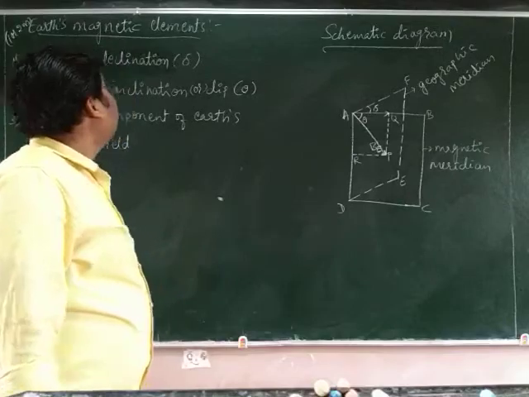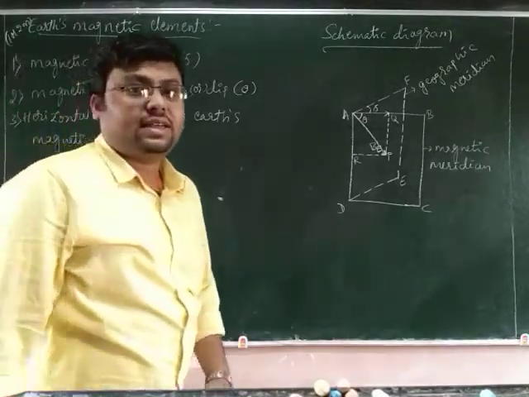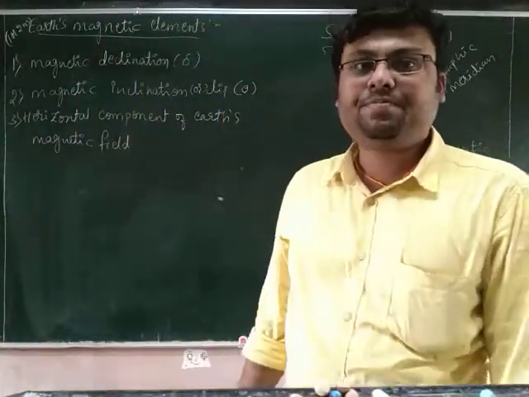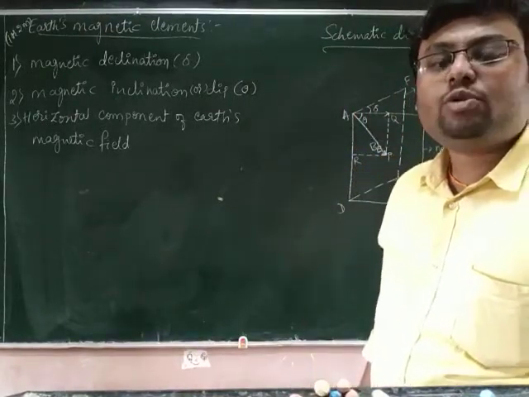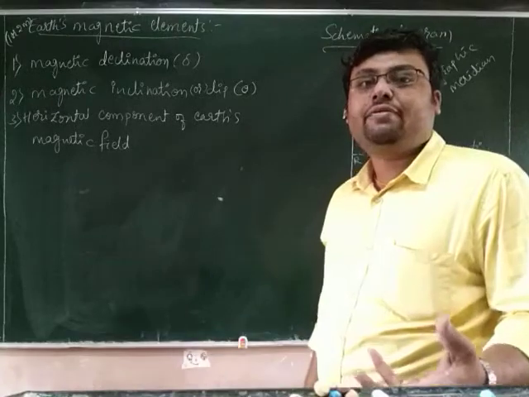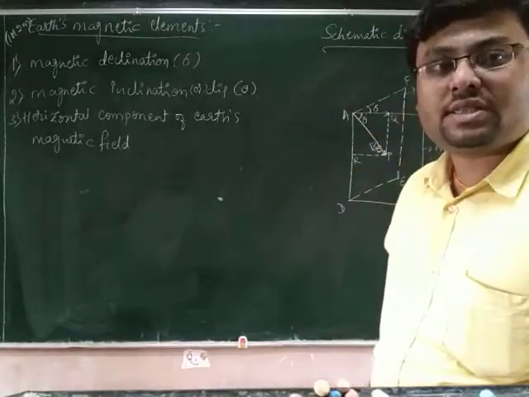What are the earth's magnetic elements? These are the quantities which represent the magnitude and direction of the magnetic field at any point on the earth surface.